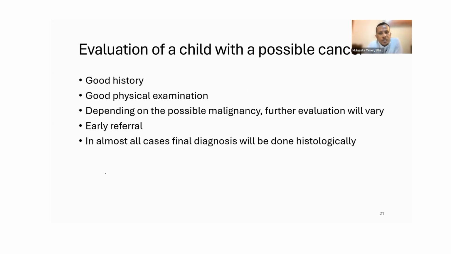So for any child with a possible cancer, we need to have a good history and good physical examination. This cannot be replaced by any kind of test that you are going to order. If you have a good history and a proper, very detailed physical examination, you are almost there. You can direct and, at the same time, limit the workup. Depending on the possible malignancy, you will do tests, but first you need to have your own clinical impression.